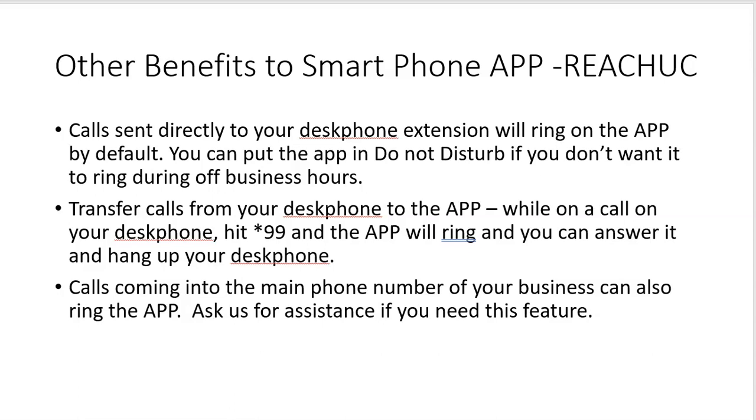Another nice benefit to the smartphone app is that you can transfer calls from your desk phone to the app. So while you're on a call on your desk phone, you can just simply hit *99 and the app will ring and you can answer it and hang up your desk phone. No longer are you going to be tethered to your desk and trying to get to a meeting. You can transfer a call to the app and basically walk out the door, get in your car, and go to a meeting without disconnecting your call.